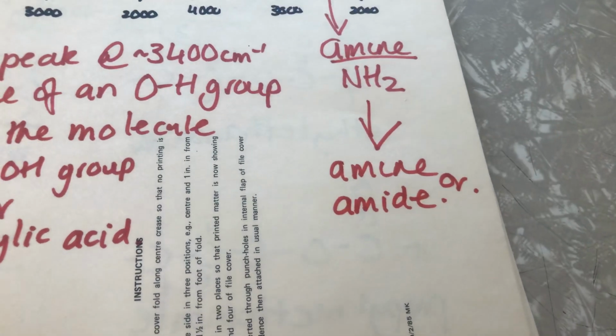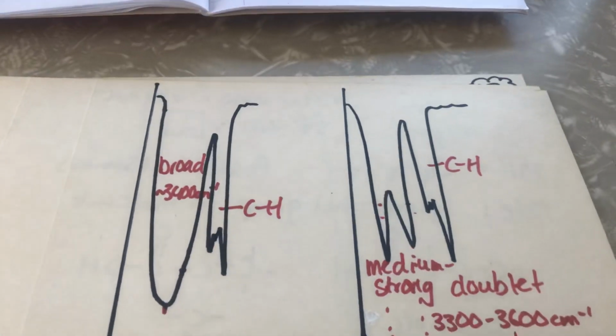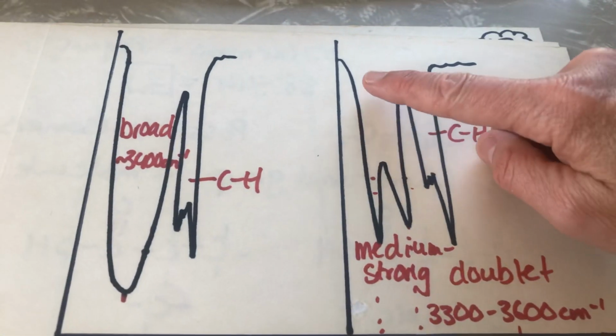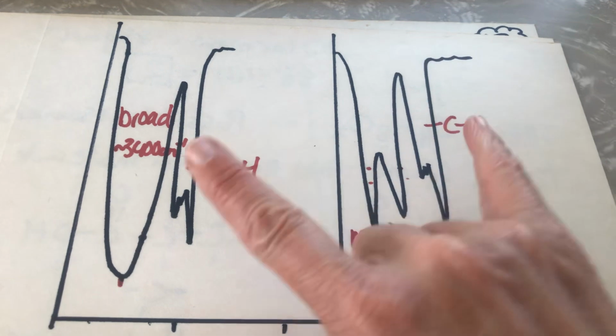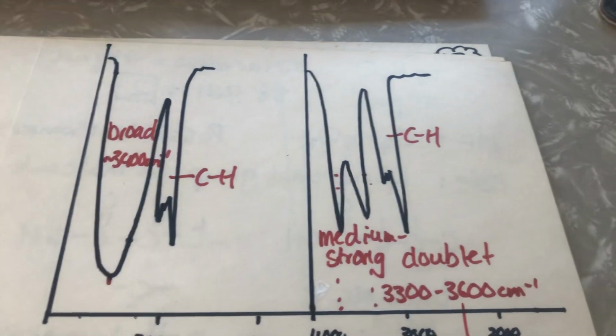Okay, so let's just go over that again. The PLAT is one thing to take out of this video. The other one is this huge peak for an alcohol and this doublet peak for an amine, both right up between 3,000 and 4,000 on the spectra.